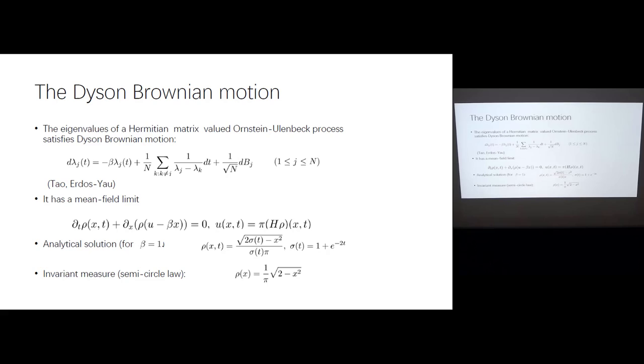And this system has a mean field limit, which is something like that. What is u here is the constant pi times the Hilbert transform of rho, right? It turns out if beta equals 1, there is an analytic solution to this mean field limit that's given here. And if you send t to infinity, you get an invariant measure, the global equilibrium, which has the shape of half of a circle. All right.